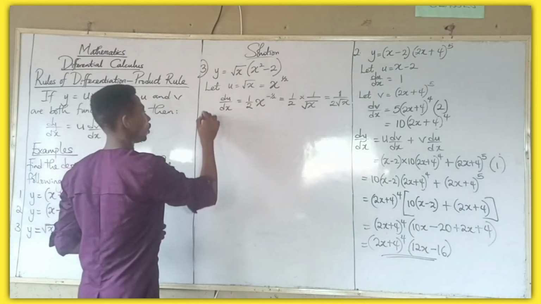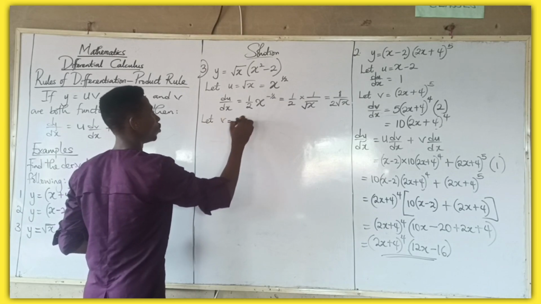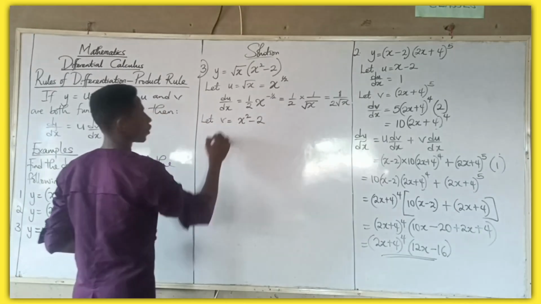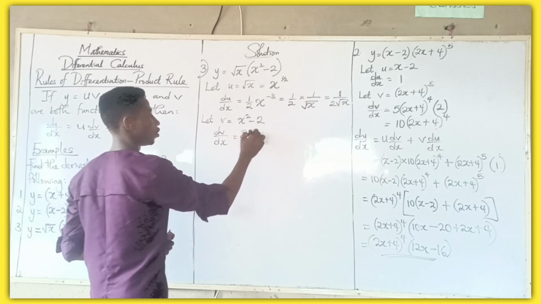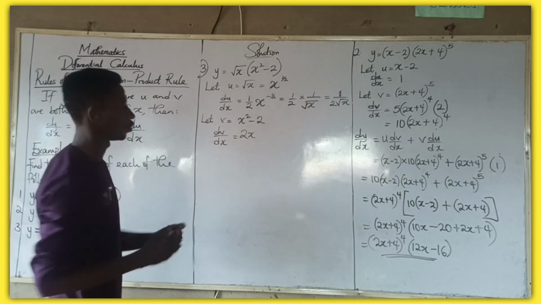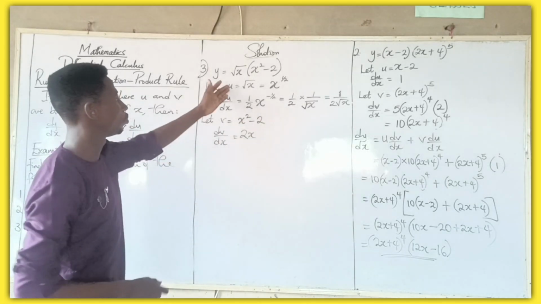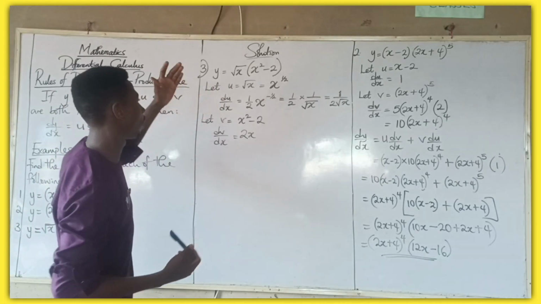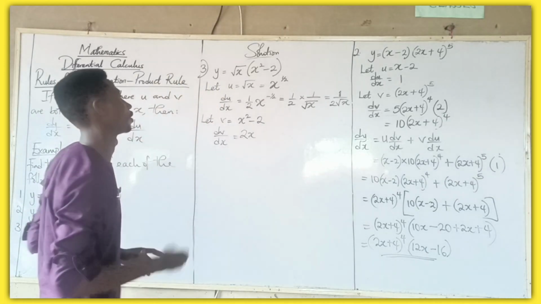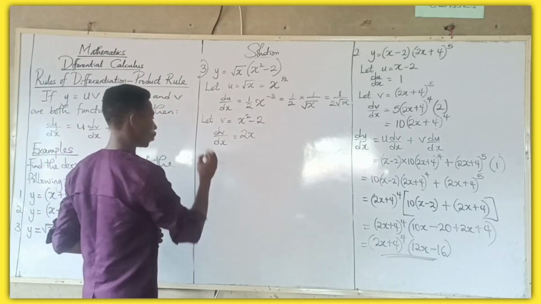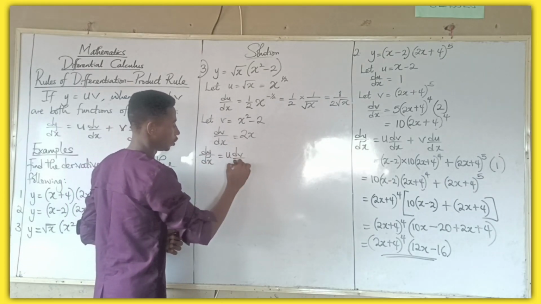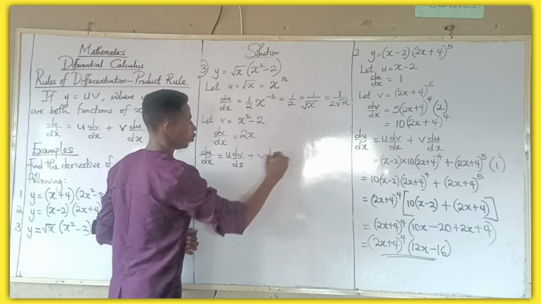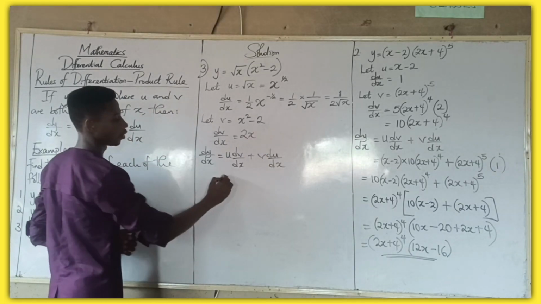Now, the next one, we say let v be equal to x squared minus 2. So we'll now find dv dx. Differentiate this and it gives you 2x. This one is gone. So now we have u, we have du dx, we have v, we have dv dx. What's next? The formula. dy dx is equal to u dv dx plus v du dx.